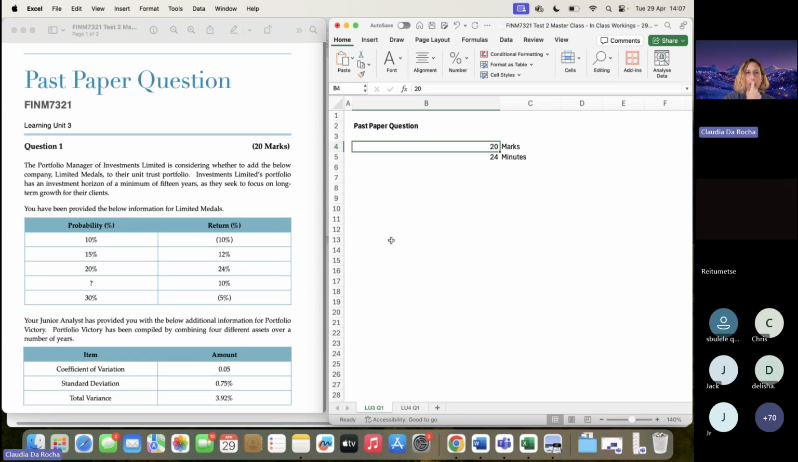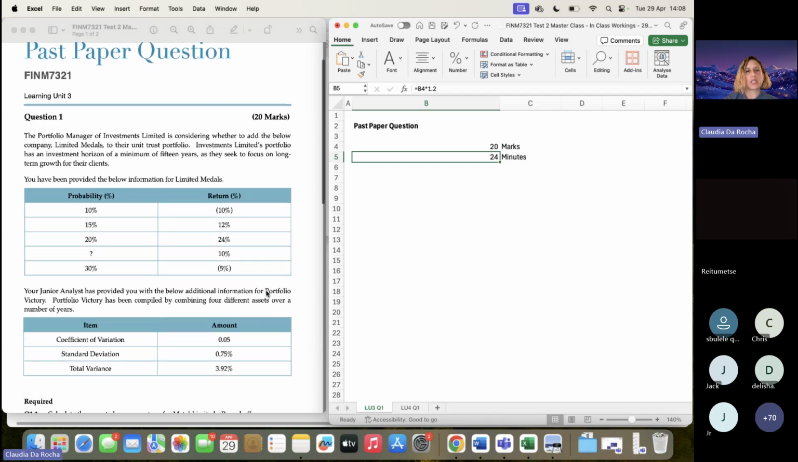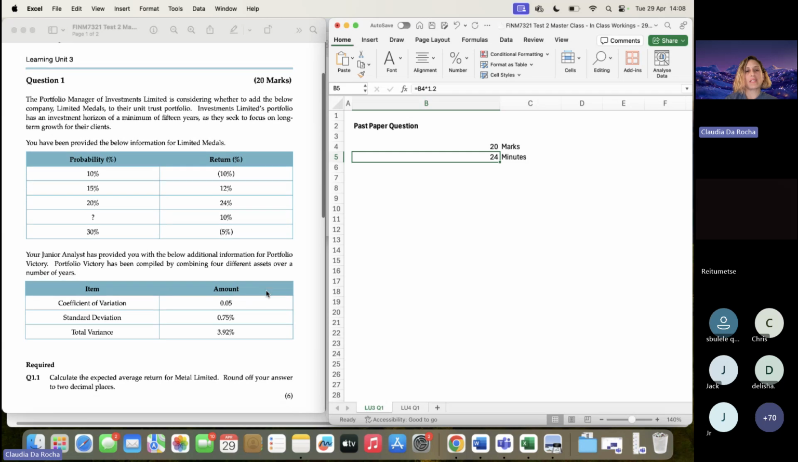All right, so the first past paper question that we have is a 20 marker. It is on Learning Unit 3, and it's 20 marks. Therefore, for you guys, you multiply by 1.2 to get how many minutes it should take you. So it's a 24-minute paper. Your test 2 papers are out of 50 marks. So if this was in a paper, it would be just short of halfway, 40% of your paper, Learning Unit 3. This specific one, and we'll go through it, is actually of a single asset.